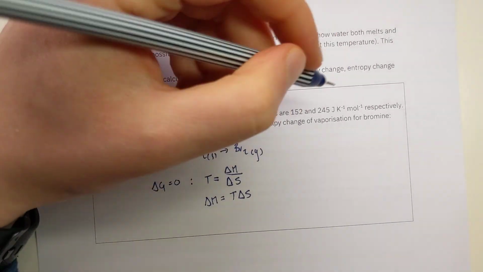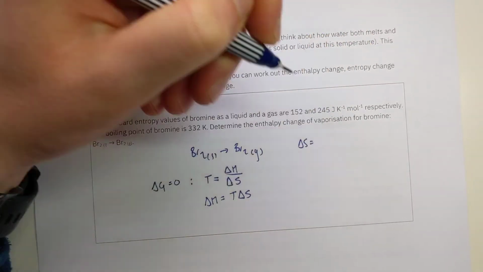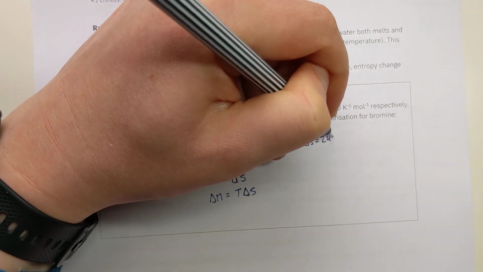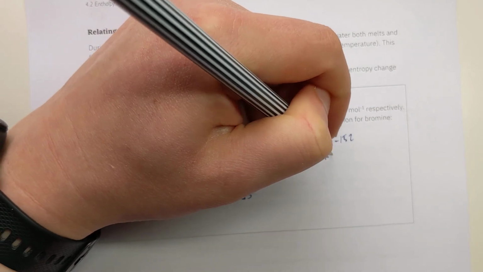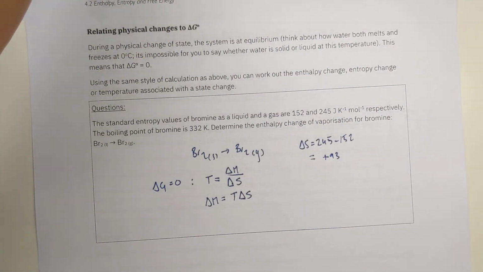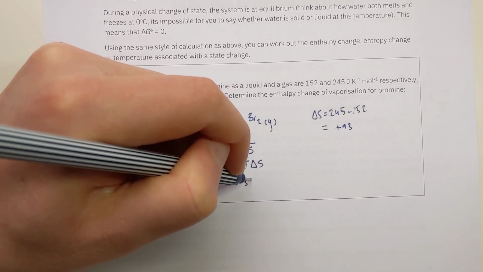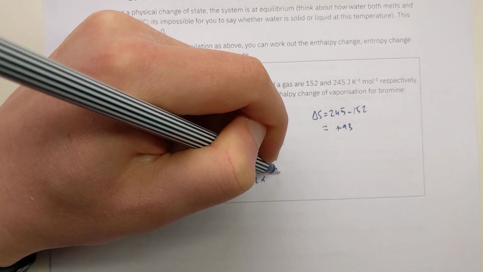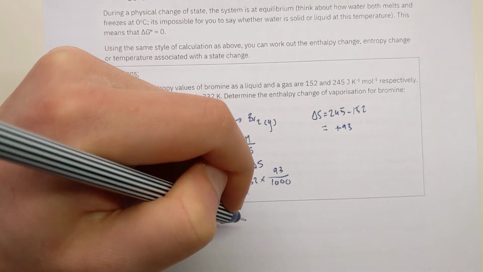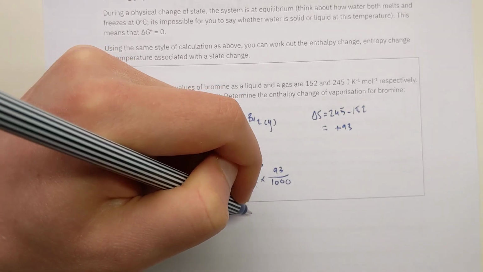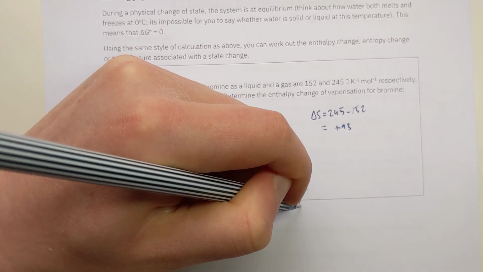I need to calculate delta S though, because I've got the entropy at the start and the end. So delta S is just going to be the entropy for the gas, which is 245, minus the entropy of the liquid, which is 152, which equals plus 93. So that's the entropy change when you change it into a gas. Putting that into my equation, delta H is 332 times 93 over 1000, to make the units consistent. And that gives me a final value of delta H for that physical change of state of plus 30.9 kilojoules per mole to 3 significant figures.